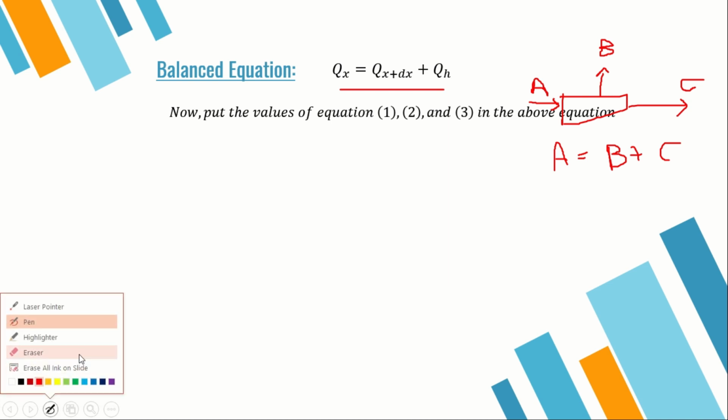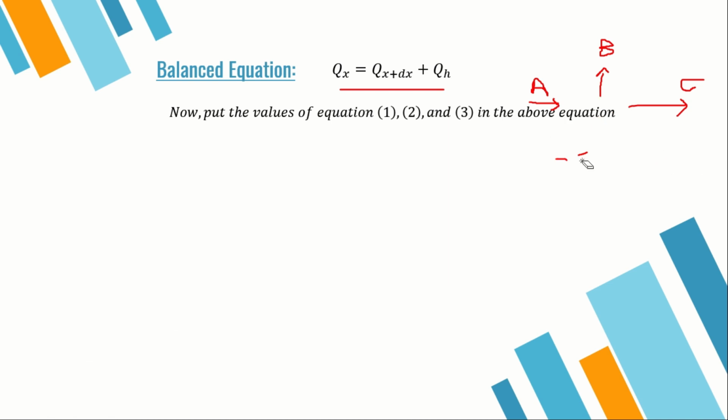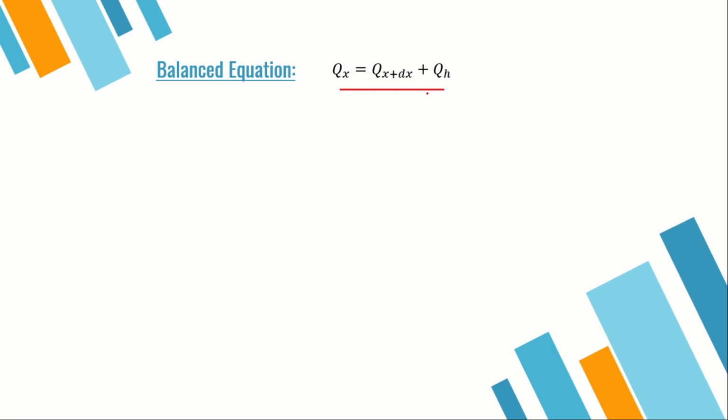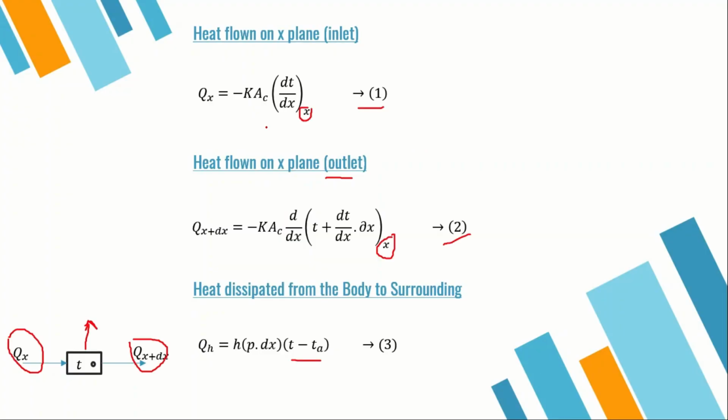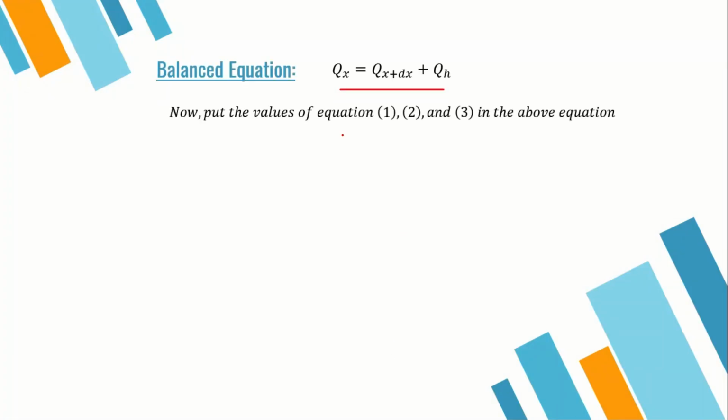Let me erase this. So now we will put the values of equations 1, 2 and 3 in the above equation. Equations 1, 2 and 3 represent the heat flow on the x plane inlet, the x plane outlet, and the heat dissipated to the surroundings. So we will be putting these values of equations 1, 2 and 3 in the balance equation.